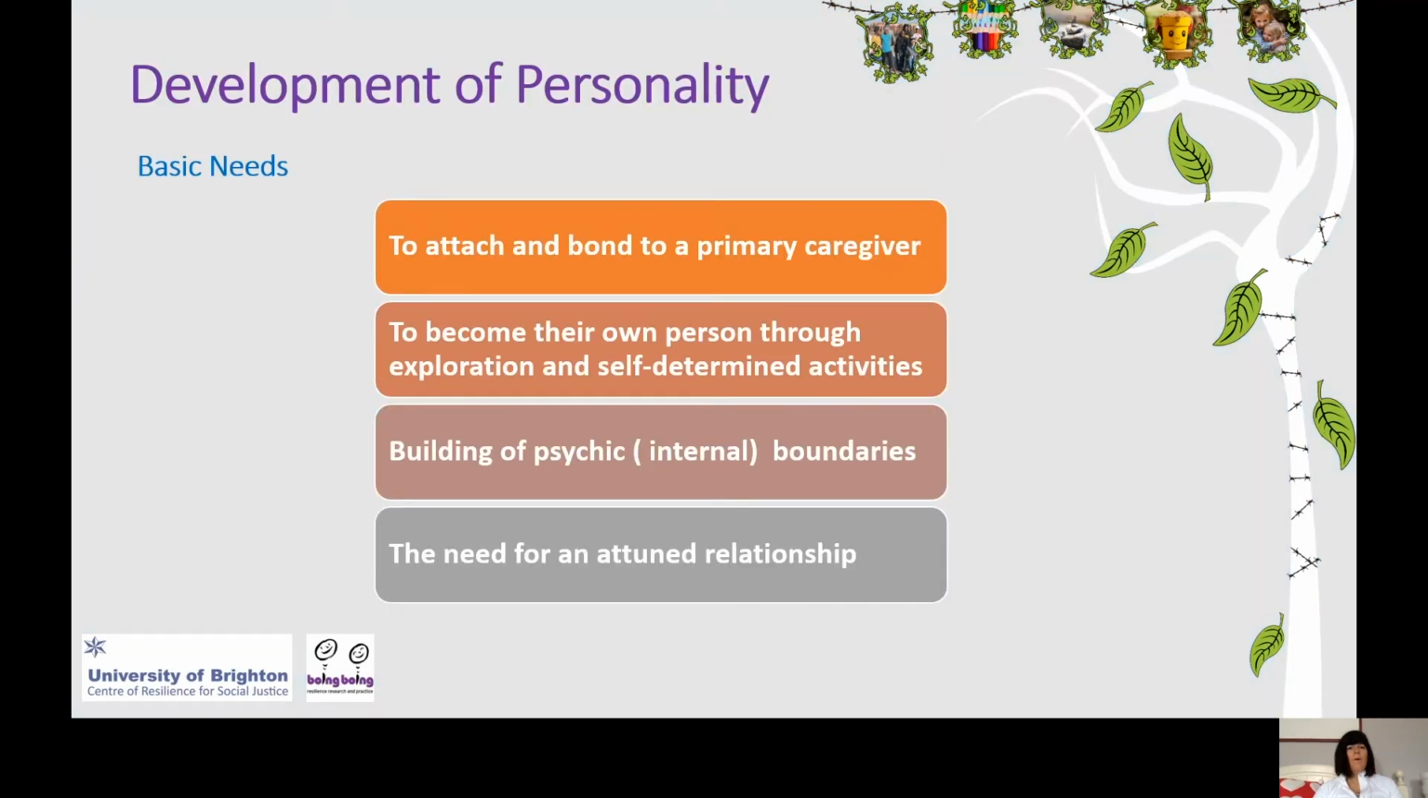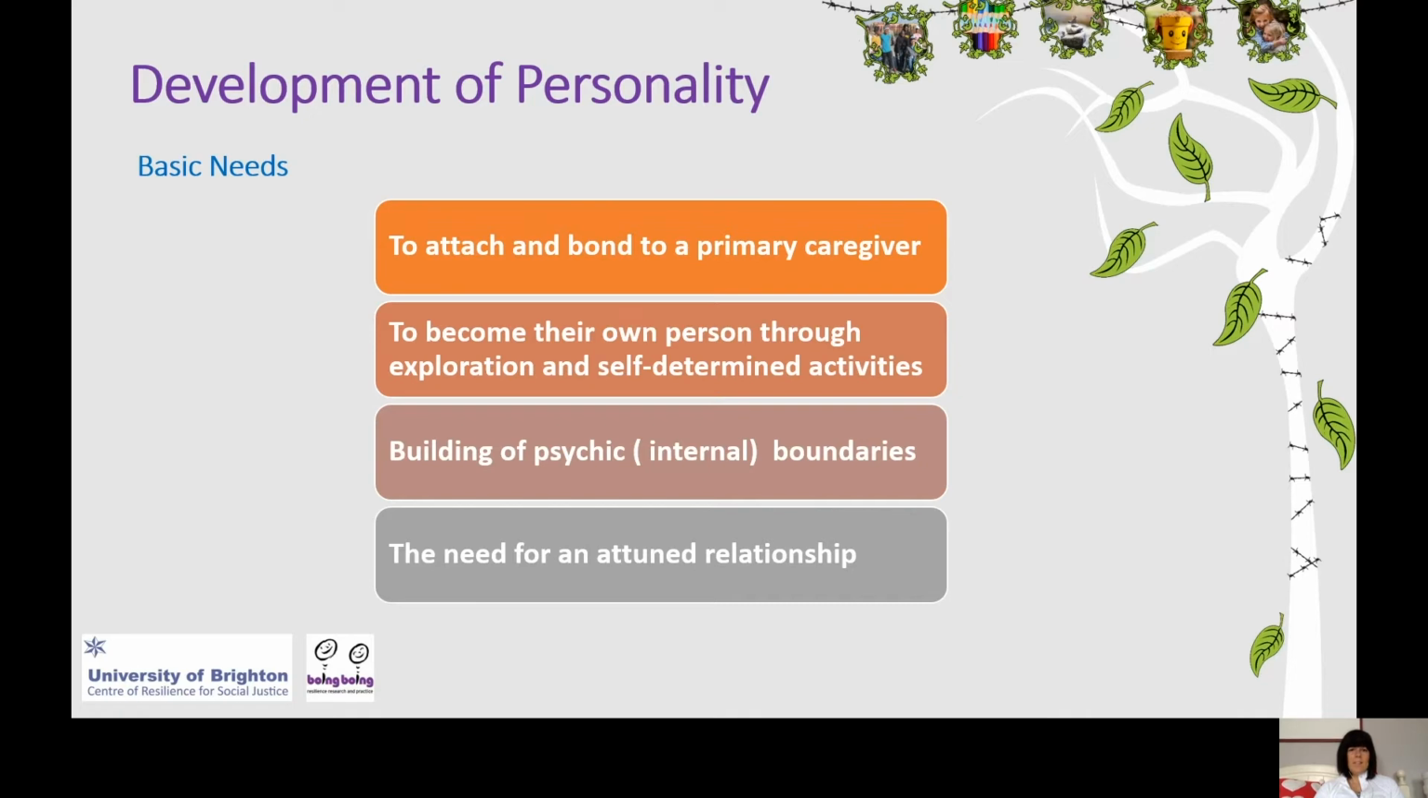So what are our basic needs then? To attach and bond to a primary caregiver, to become our own person through exploration and self-determined activities. We're trying to build these internal psychic boundaries, and then ultimately the need for an attuned relationship. All of these things help us develop a sense of who we are and how we relate. Once those needs are continually met, we're very much driven to separate from our primary caregiver, go out into the world, be who we are and achieve what we want to achieve.